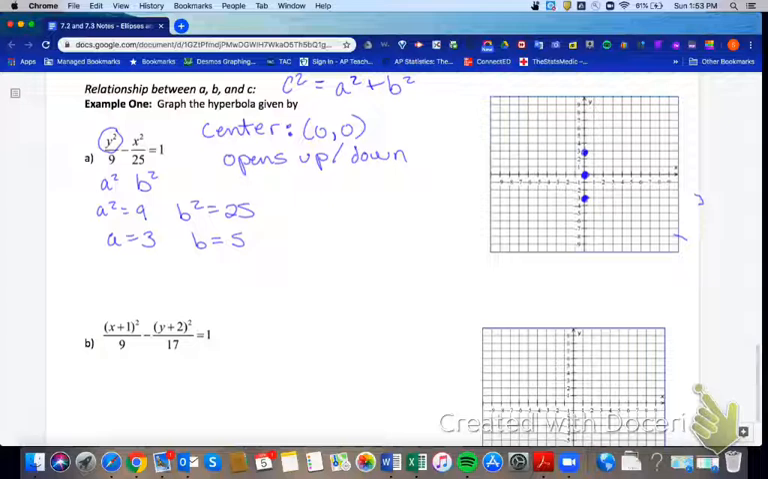The conjugate axis is always the opposite, and so that's B. So in this case, I'm going to go B units left and right. So that's 5 units left and 5 units right.